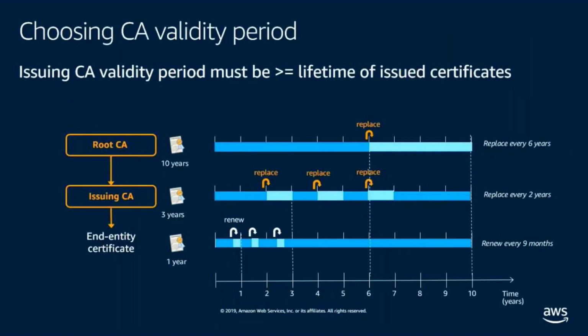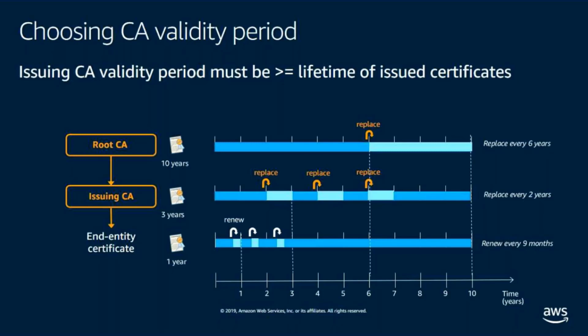Another consideration is the CA validity period. And RAM showed a root with a 10-year validity and an issuing CA with a 3-year validity period. And the question is, how did he come up with those? What you want to do is really work backwards from the end entity certificates that you issue. And the reason for that is that CAs cannot and should not issue certificates that last longer or have a longer validity period than they do. So ACM Private CA enforces this constraint.